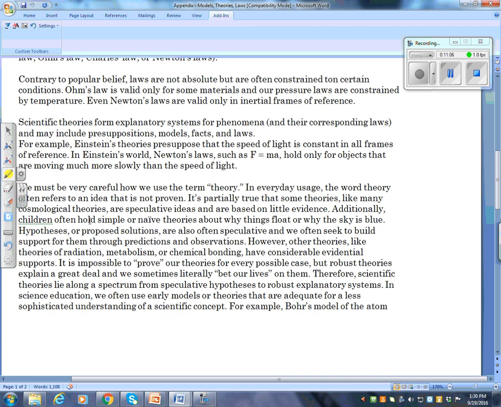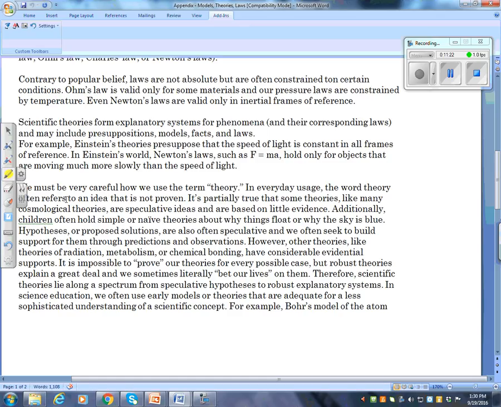Okay, next paragraph, and here's where the ranting part came in. We must be very careful how we use the term theory. In everyday usage, the word theory often refers to an idea that is not proven. In fact, that is, starts with an R, rubbish, thank you.